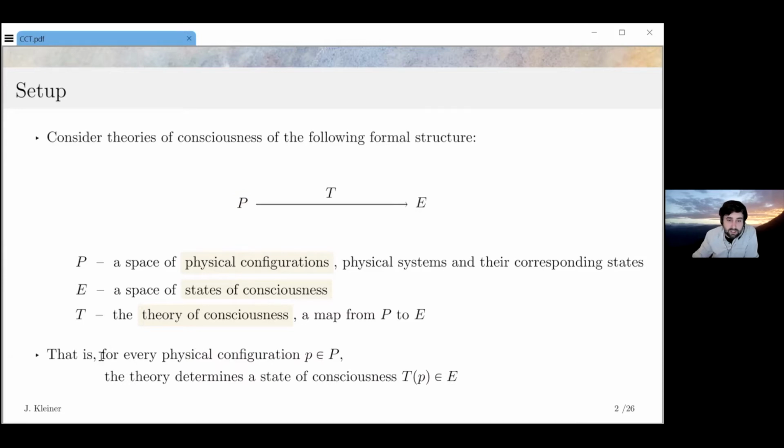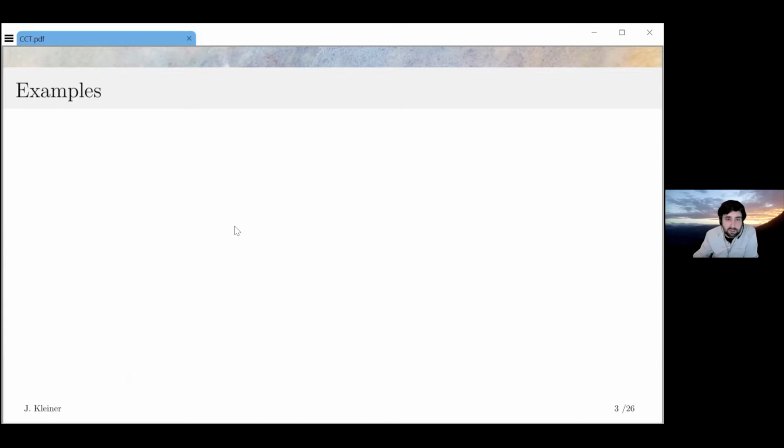So what that means is that I'm going to be looking at theories that are a map or a function. For every little p here, it gives us a little e. And that's just written here again. So for every physical configuration, the theory determines a state of consciousness, which will be denoted by T of P. Okay, so let's look at a few examples of this kind of structure.